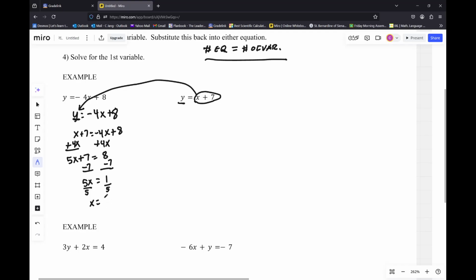x is going to equal 1/5, or 0.2. Okay, 0.2. So now we have the value of x. What do we do with that?